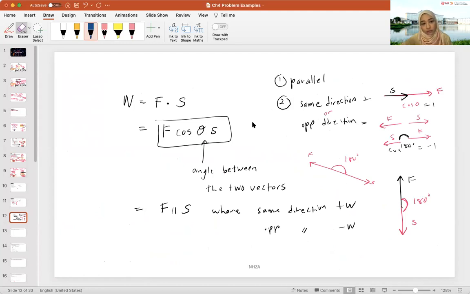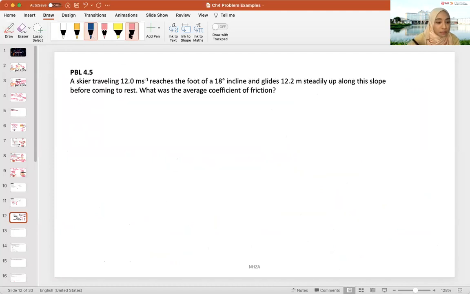Oh, okay, I haven't talked about this one. Saya ada banyak terima soalan about why do I have this cosine 180 in my equation? Let's say, I think we need to do an example first before I can tell about this one. Okay, kita buat example dululah.